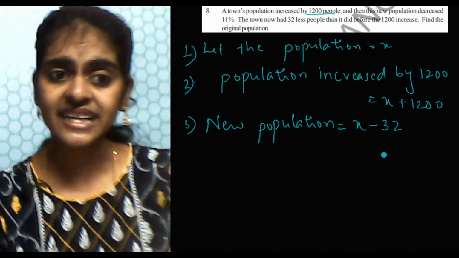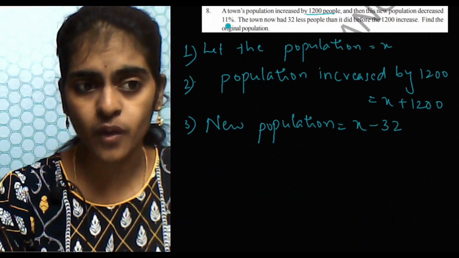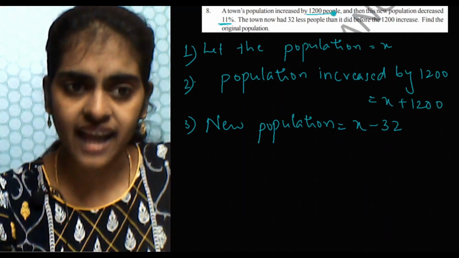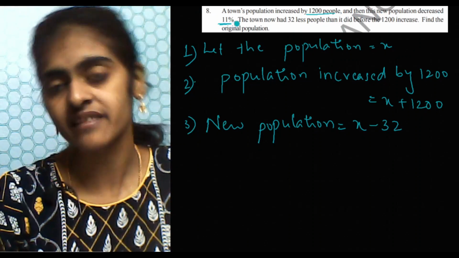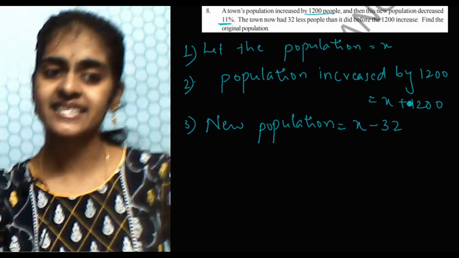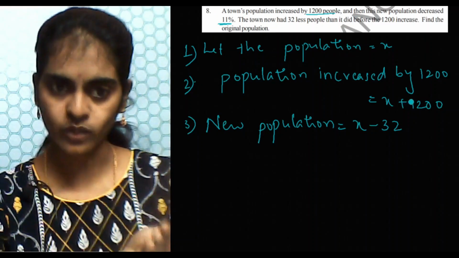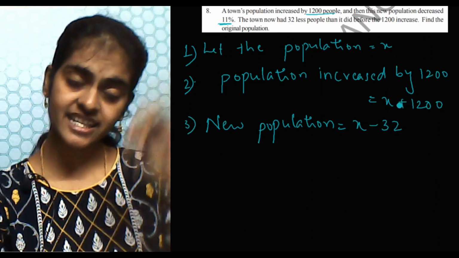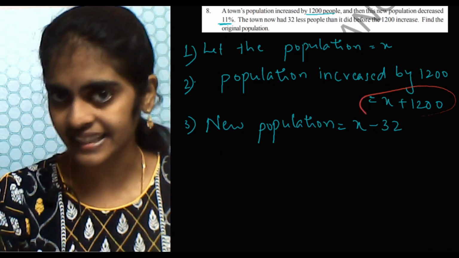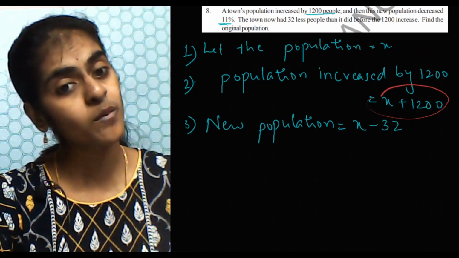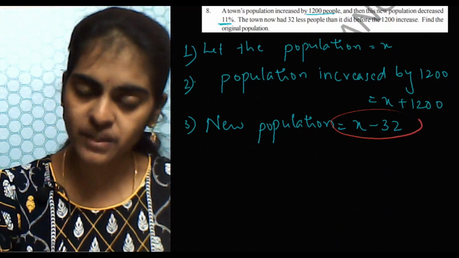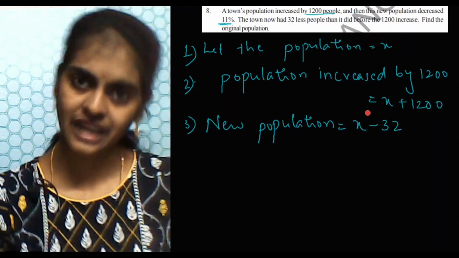Got my point? But it is also given that this x minus 32, this new population, is the 11% decrease of the old population. See here, this is the first population, this is the second population, it increased by 1200. Now this population decreased by 11%. This increased population again decreased by how much? By 11%. So when it decreased by 11%, the third, new population you get is x minus 32.